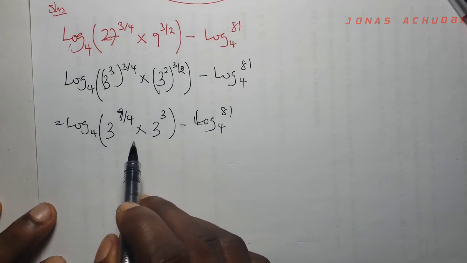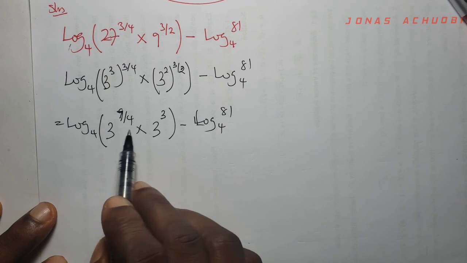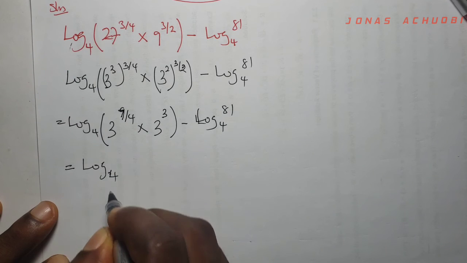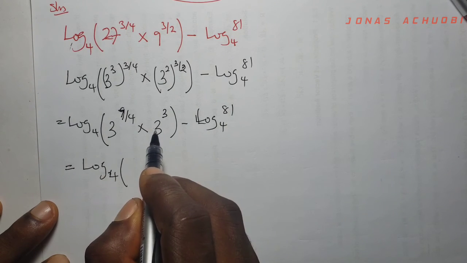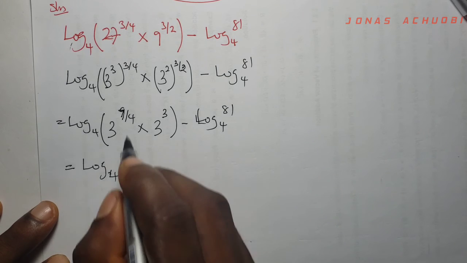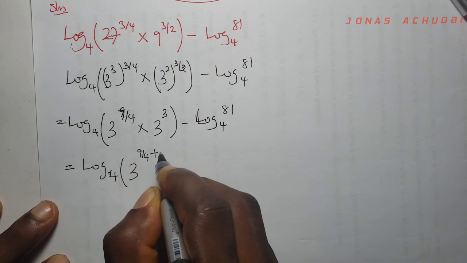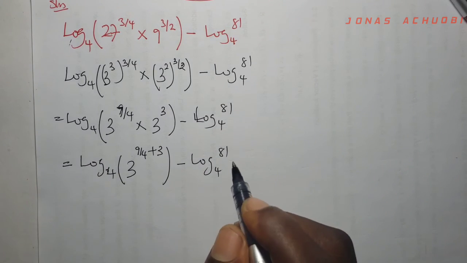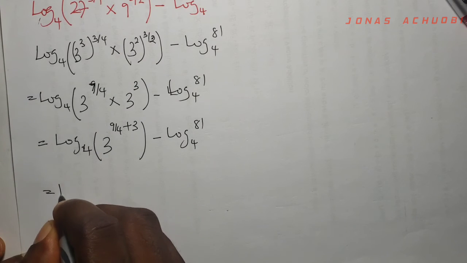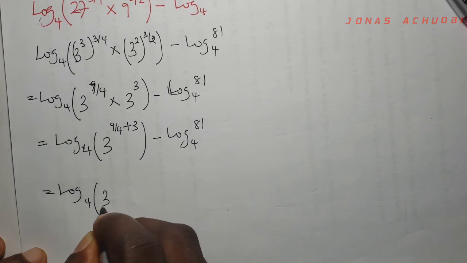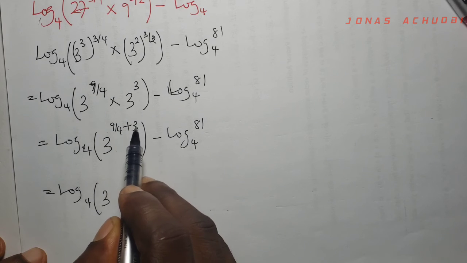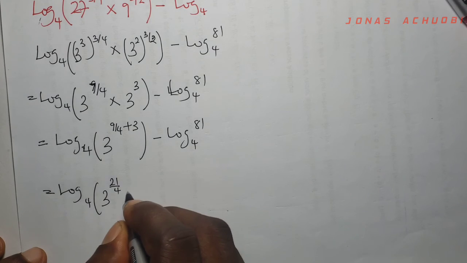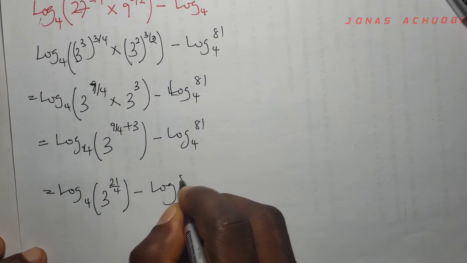So I can now apply the law of indices to these terms in the bracket. This will give us the log in base 4, remember, of, now that the bases are the same, I pick the base 3 and add the exponents, so 9 over 4 plus 3, minus the log of 81 in base 4. So this is equal to the log in base 4 of 3 raised to 9 over 4 plus 3, the LCM there is 4, and if you tidy that up, you get 21 divided by 4, minus the logarithm of 81 in base 4.